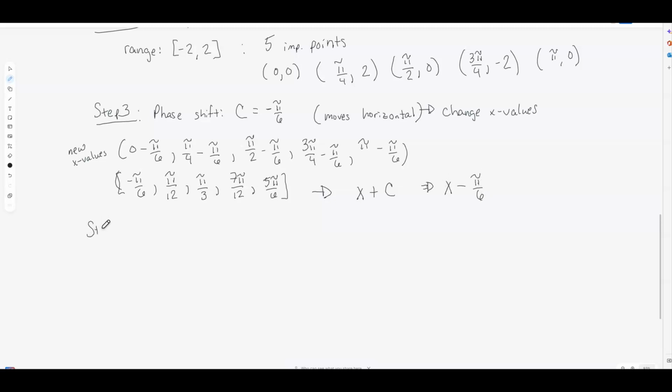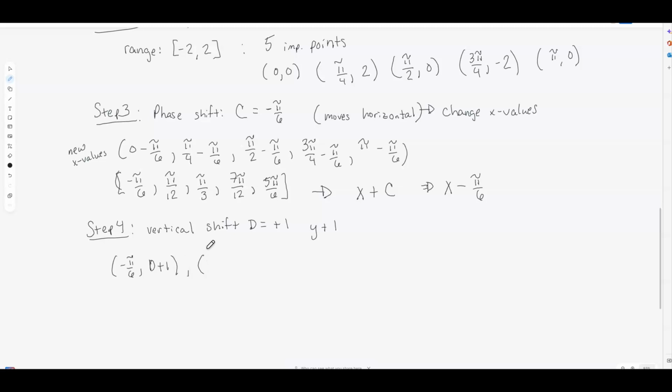All right, and now our step 4 is our vertical shift, right? So this is our vertical shift. And so this is our d equals plus 1. So here in our phase shift, we did x plus c. Here we're going to do y plus 1. So all of our y values are going to go up by 1, right? So instead of having negative pi over 6, 0, we're going to have 0 plus 1, right?